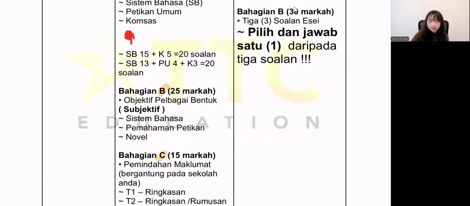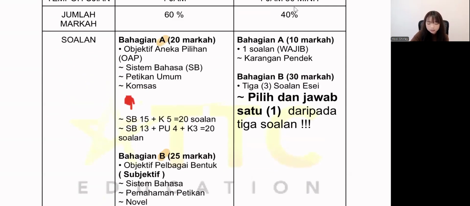So bahagian A is purely the objective questions. This one is like the multiple choice question. So for this part, not necessary to be 20 marks because it depends on how many questions the teachers come out. It might be 15, it might be 20. So it depends on the teacher's adjustments on the question.